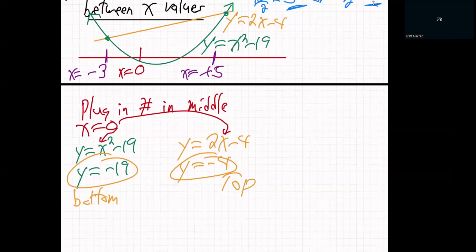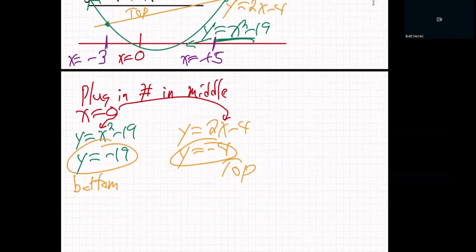Because I know this is a U-shape. X squared is a U-shaped parabola. It's going up because of positive x squared. And I know this equation here is a line. It's straight because it's x to the first power. And I know it's on the top, obviously, and this one's on the bottom, between where they intersect at -3 and +5. So I know that's generally how they look. That gives me enough information to get the integral, right?